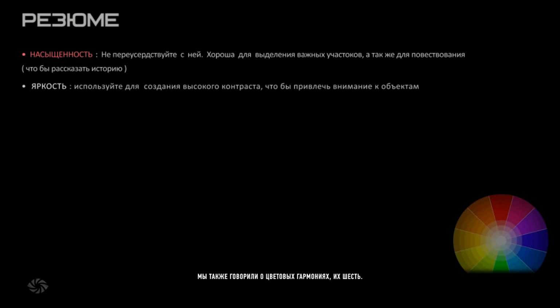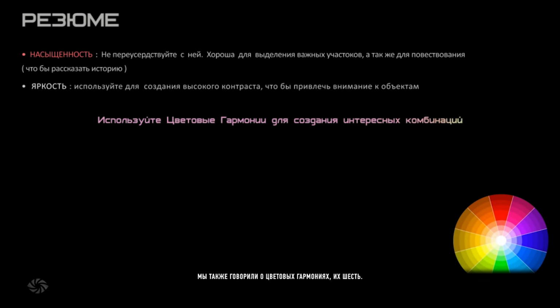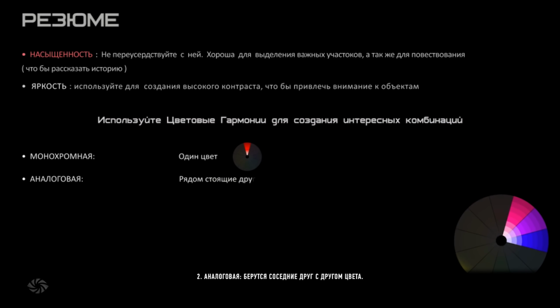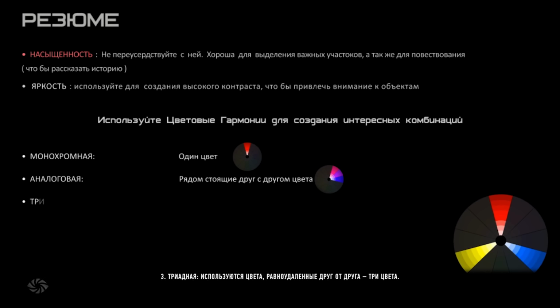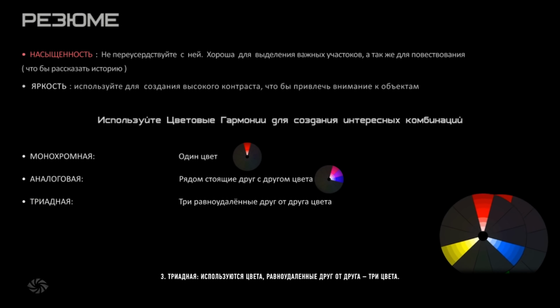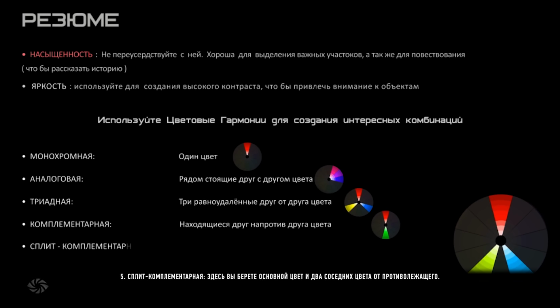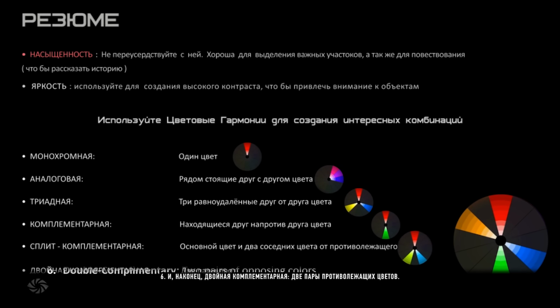And then talking about the color harmonies, these are the 6 again. First, monochromatic, which is 1 color. 2, analogous, using adjacent colors. Triadic, using equally distant colors, 3 of them. Complementary, opposing colors on the wheel. Split complementary, 1 complementary and extended. And then finally the double complementary, just the 2 pairs of opposing colors.